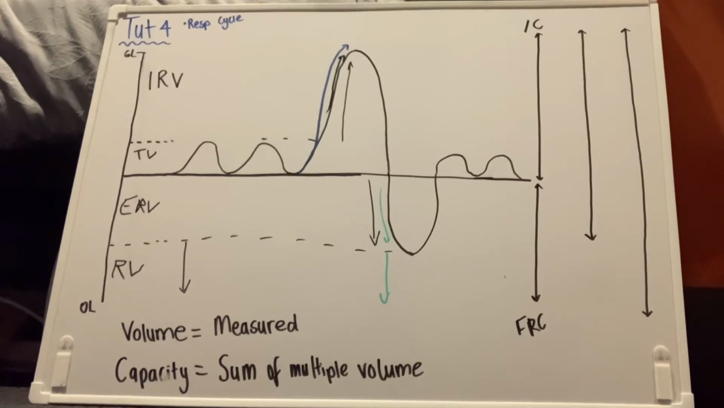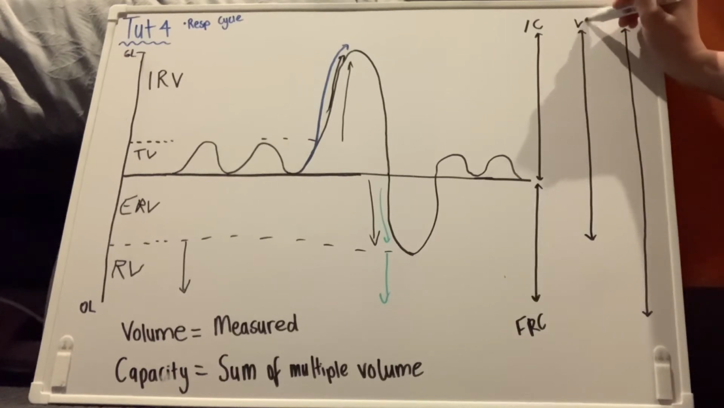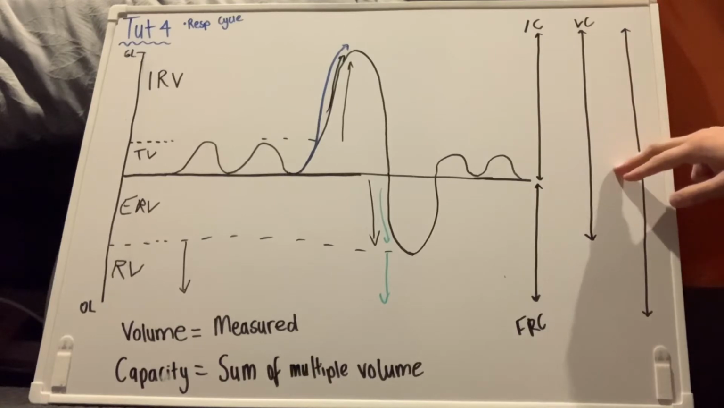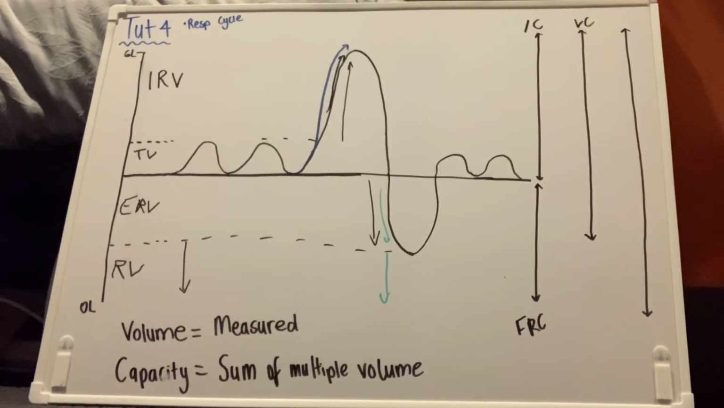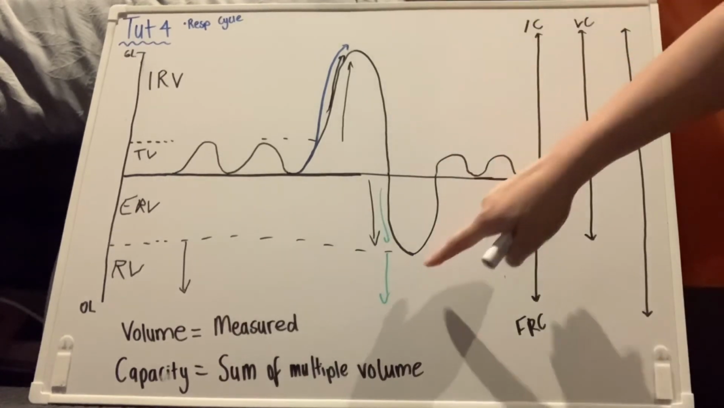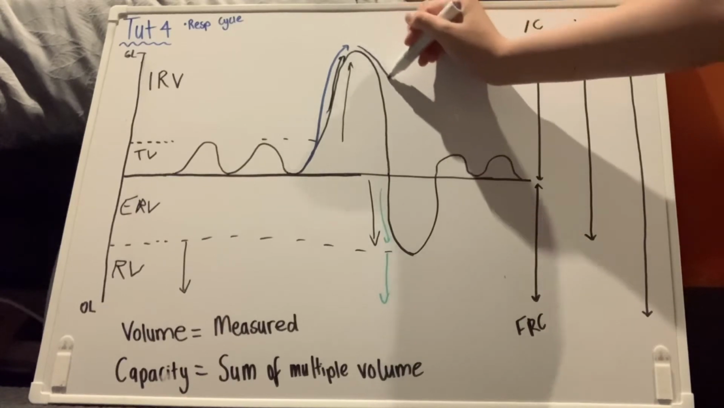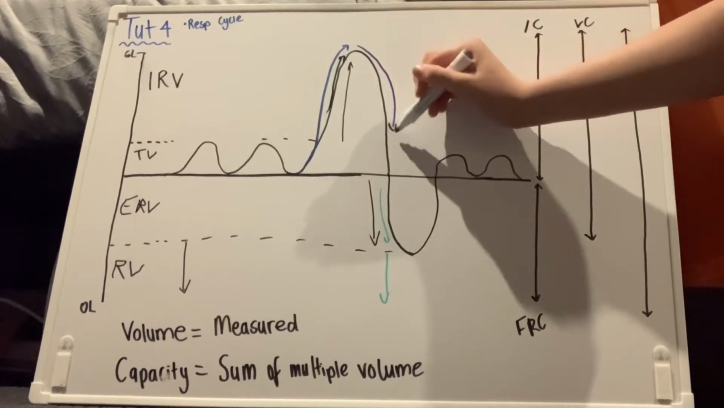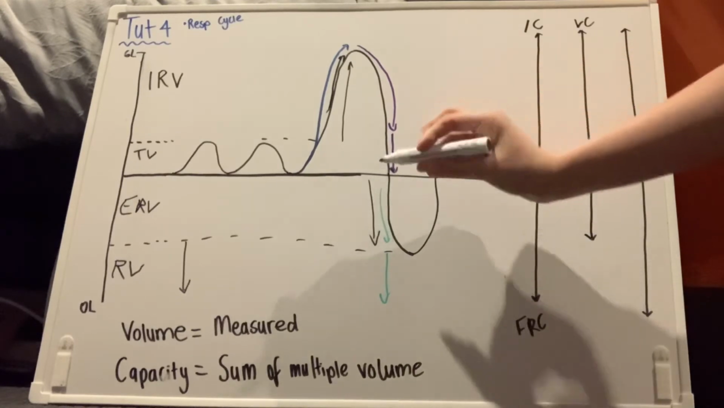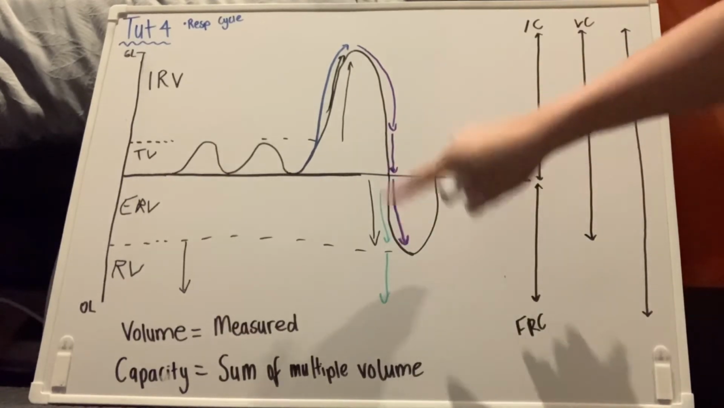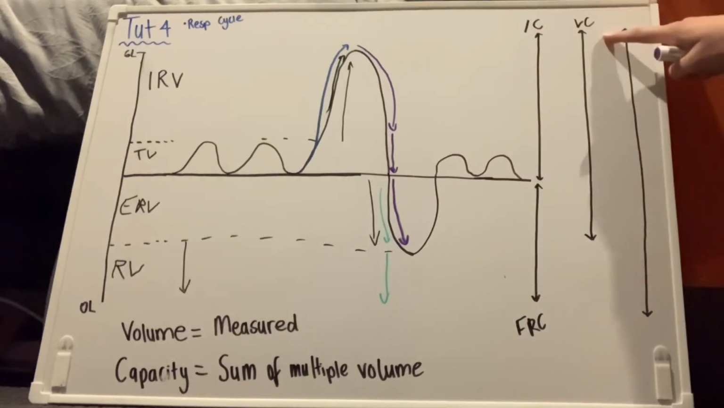Next, we have this line here, which is the vital capacity. Now, this vital capacity is basically all of the air that you're able to breathe. So it would include everything from the top all the way to the bottom of this line. So that includes the inspiratory reserve volume, the tidal volume, and this expiratory reserve volume. So that's 3 different volumes to make up this vital capacity.